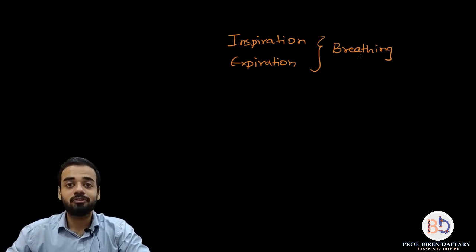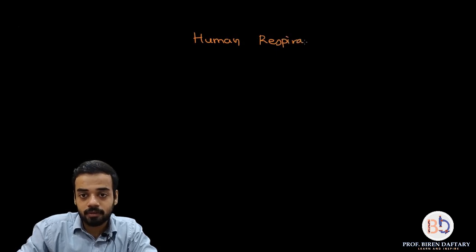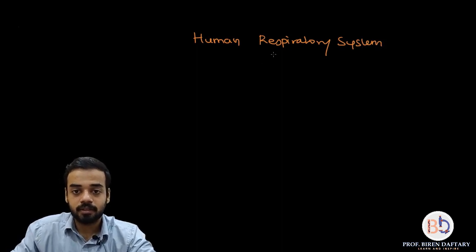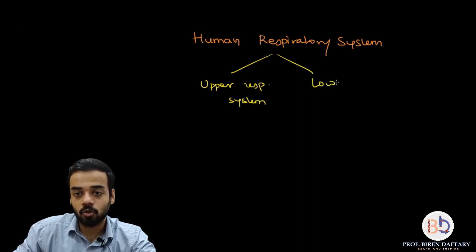Okay, so now let us start with the human respiratory system. Today we are going to complete the entire anatomy of the human respiratory system. So let's start. First of all, the human respiratory system is divided into two main parts: the upper respiratory system and the lower respiratory system.